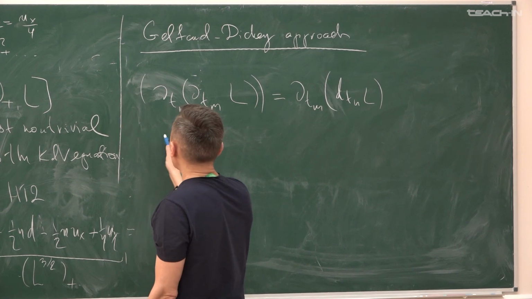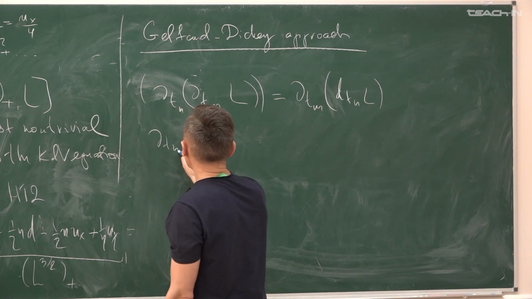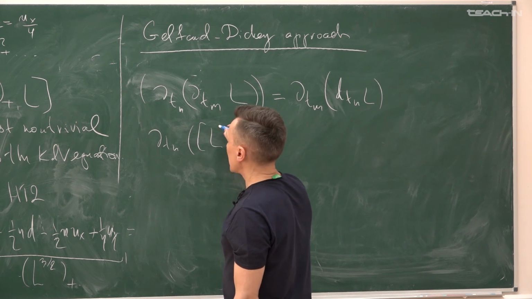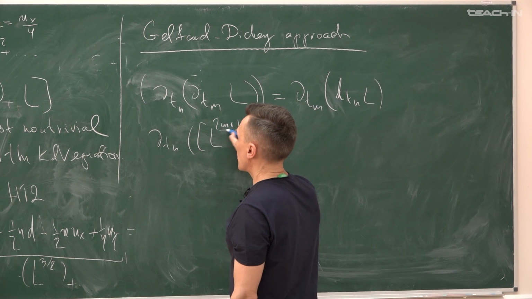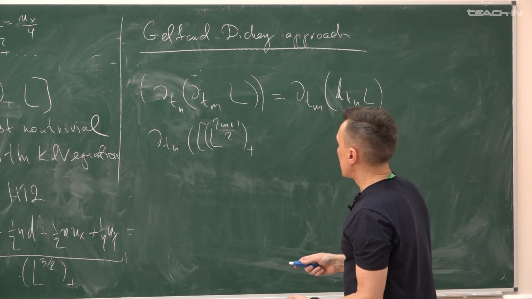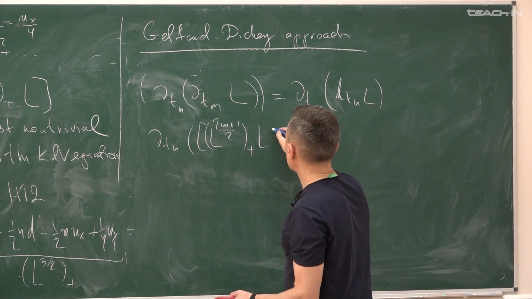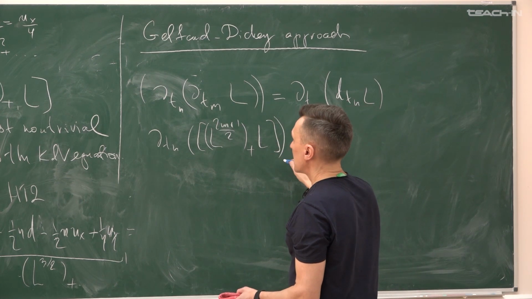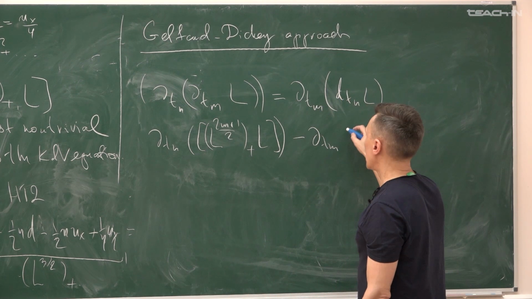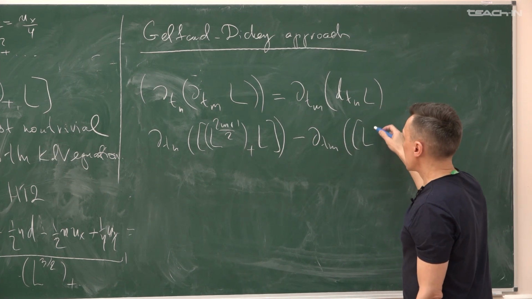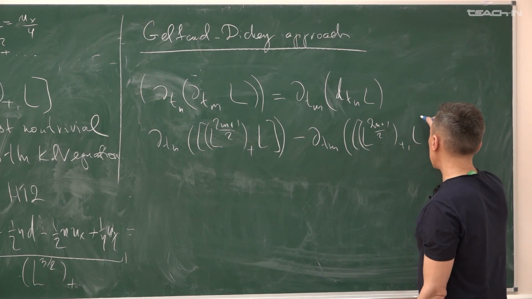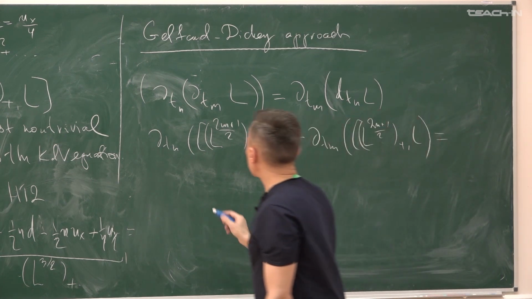Let us try to calculate. So this is dtn of the commutator of L^((2m+1)/2)_+ with L, minus dtm of the commutator of L^((2n+1)/2)_+ with L.